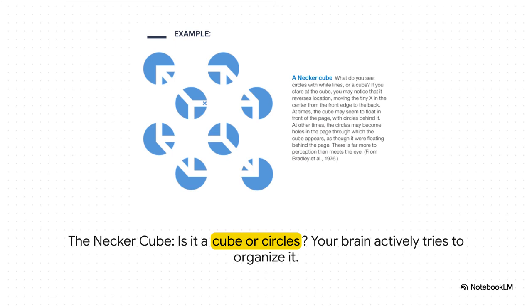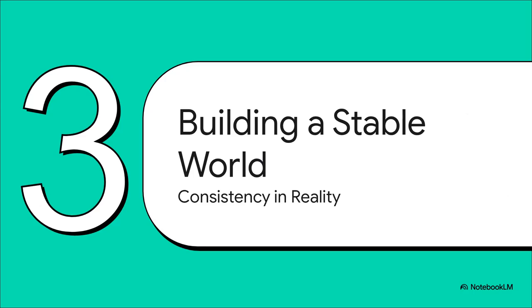That's your brain actively trying to assemble all these little pieces into a meaningful whole. And sometimes there's more than one right answer. It proves that perception is an active process, not a passive one. But your brain's goal isn't just to organize things. Its main job, its number one priority, is to build a stable, predictable world for you to live in, even when the reality all around you is constantly shifting and changing.